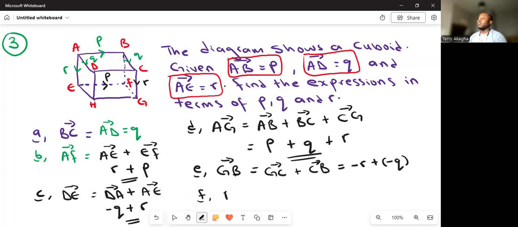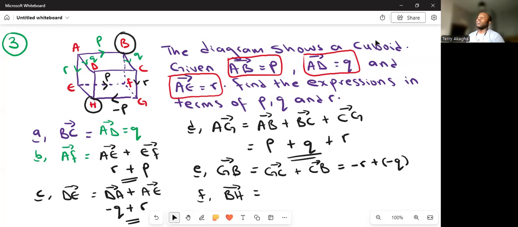Let's assume we're asked to find B to H. So you want to move from B and stop at H. So you're starting at B and you need to stop at H. So you can do B to C, C to G. Now, but G to H is in opposite direction of A to B. So this is going to be minus P.